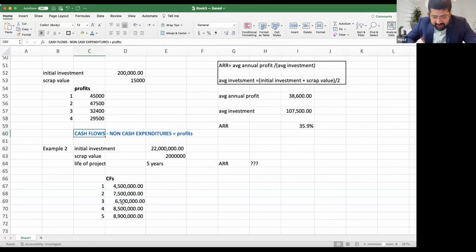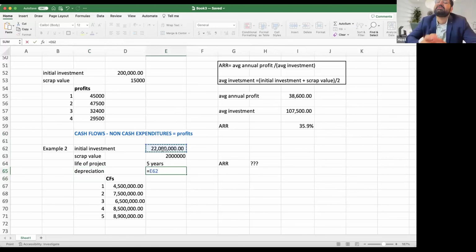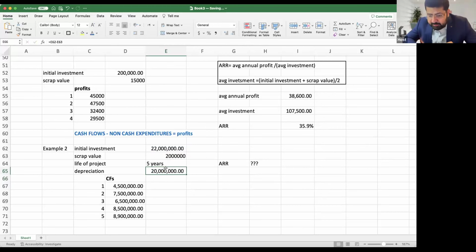Students, we have cash flows. We need non-cash expenditures to get profits. Here, the non-cash expenditure is depreciation of the investment. The initial value of the investment was this when the business started. Then the scrap value at the end of the project is here. Initial investment minus scrap value is the depreciation. This is the total depreciation throughout the life of the project.